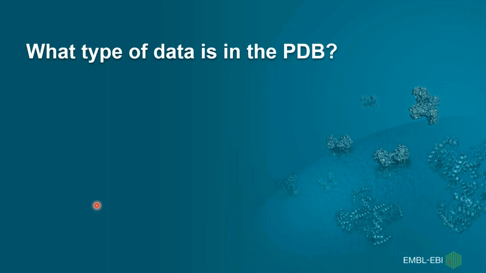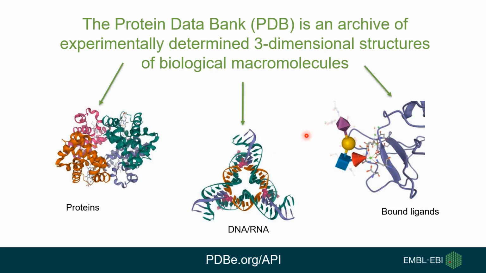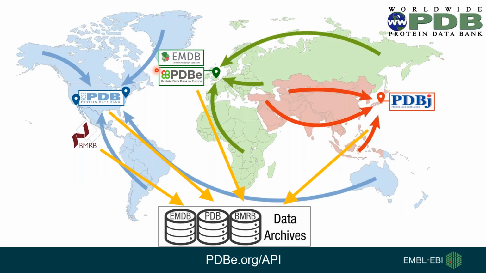So what type of data is in the PDB? The PDB contains 3-dimensional structures data of biological macromolecules consisting of proteins, DNA, RNA, and bound ligands. We here at PDBe in the UK, together with RCSB, PDBJ, and BMRB, make up the worldwide PDB, or Protein Data Bank.